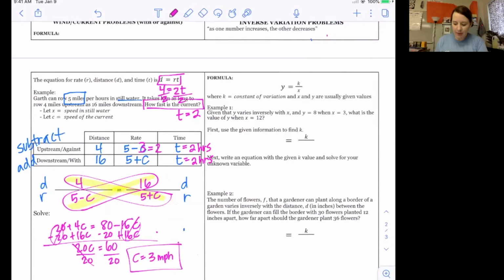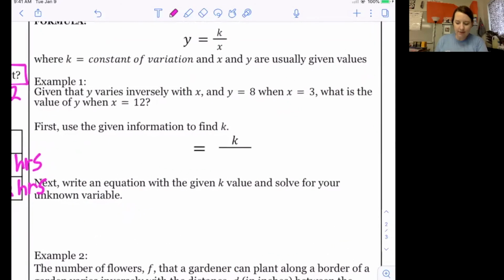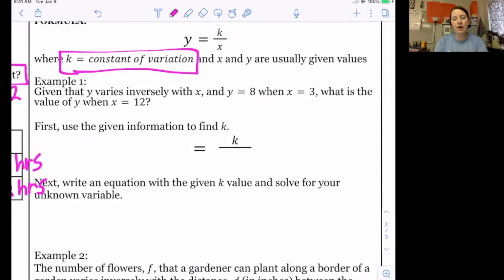Okay, the last scenario we're going to look at is inverse variation. So this tells me that I have a formula, y equals k over x, where k is the constant of variation. Constant of variation means that it's going to vary at the same rate throughout the entire problem. It's not exponential, it's like a linear variation.